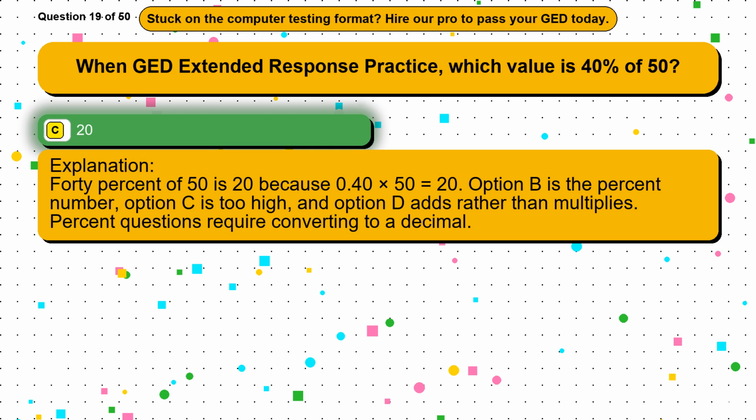40% of 50 is 20 because 0.40 times 50 equals 20. Option B is the percent number, option C is too high, and option D adds rather than multiplies. Percent questions require converting to a decimal.